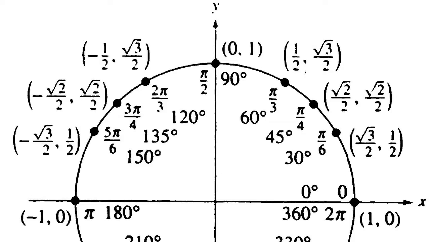That happens at every point on the unit circle. So cosine is simply the x value at any point on the unit circle, and sine is the y value.